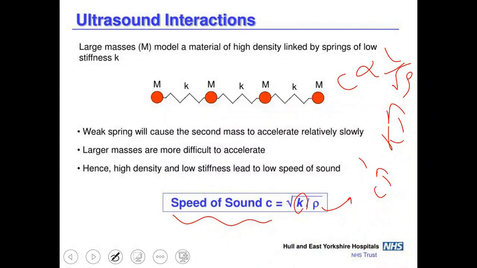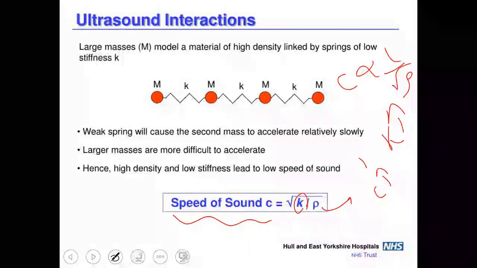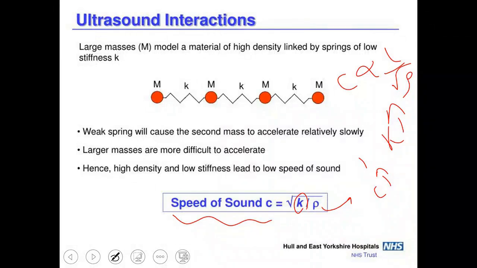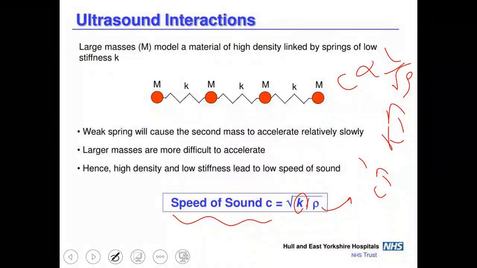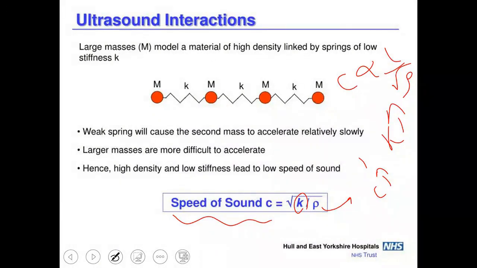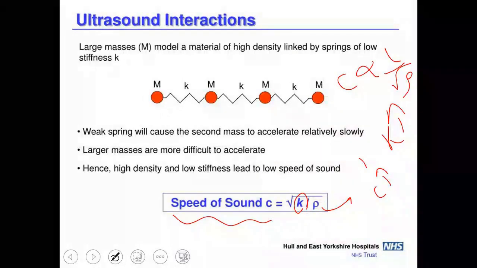For example, take bone. It has high density and high stiffness. According to this equation, with high density, the speed of sound should decrease. However, because the stiffness is high, the speed of sound increases in bone. So, what's the issue? It turns out that stiffness has a greater impact, which is why you will find the speed of ultrasound in bone is higher than in other tissues.